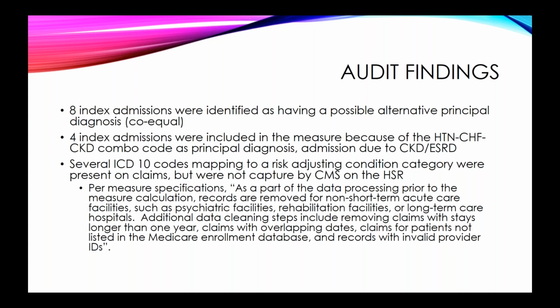We did identify that 4 index admissions were included in the measure because of the combo code as the principal diagnosis, and following the coding guidelines, it was applied appropriately. But the admission was actually due more towards the CKD end-stage renal disease area. But since it was a combo code with heart failure, it was included. It was the principal diagnosis and kicked us into the heart failure cohort.